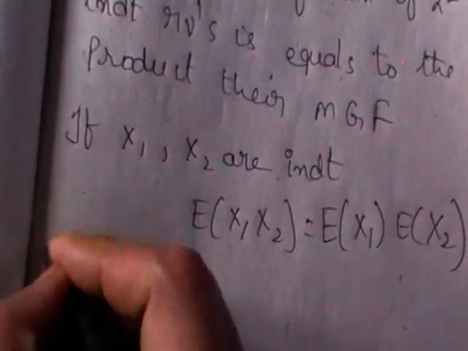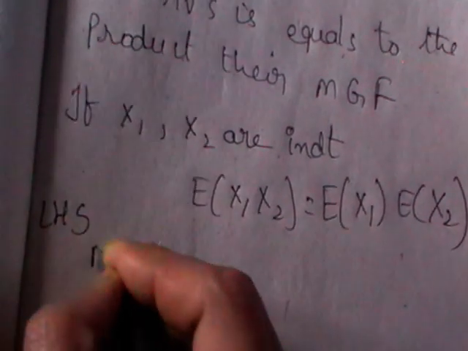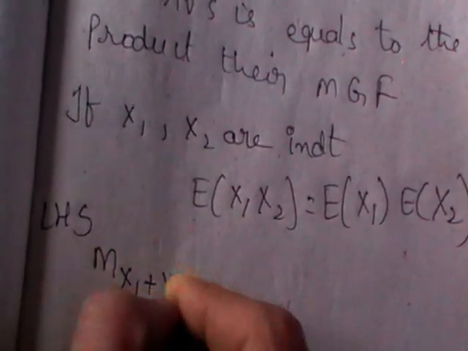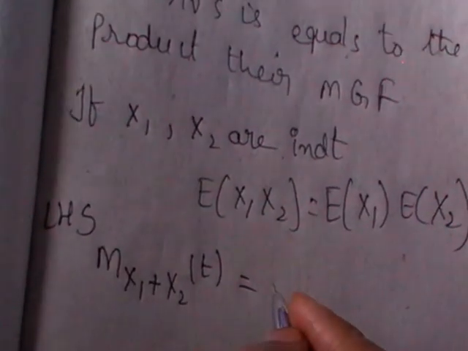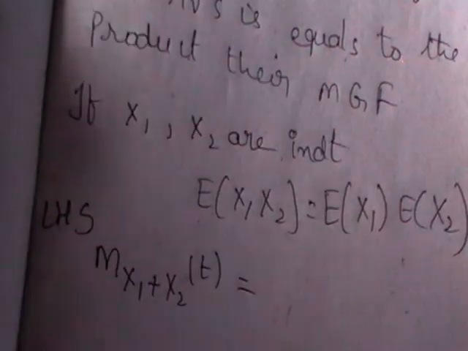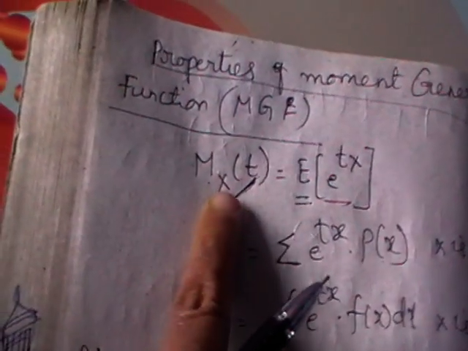To prove this, let us consider the LHS, which is M_(X1+X2)(t). How do we define the moment generating function M_X(t)? We have defined it as the expectation of e^(tX), multiplying the parameter and the random variable.